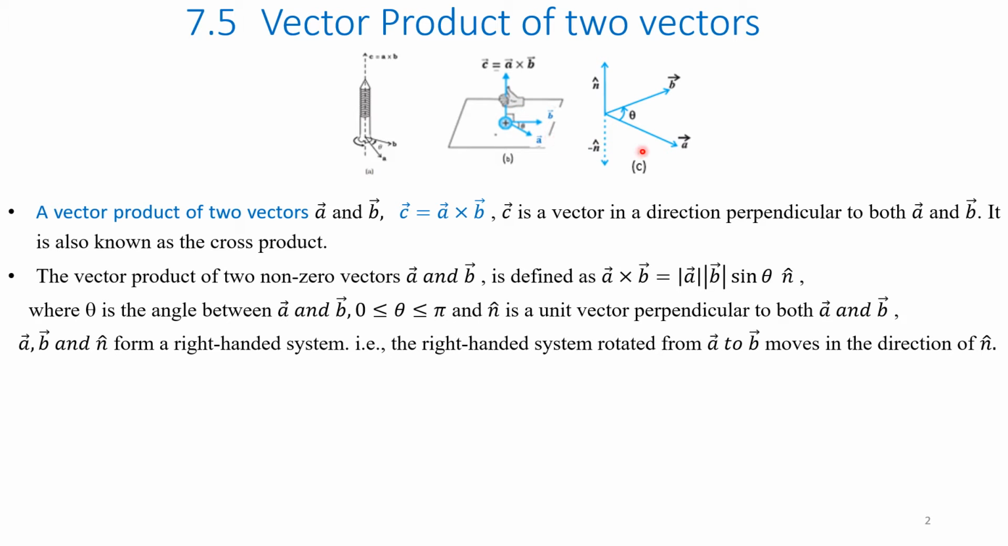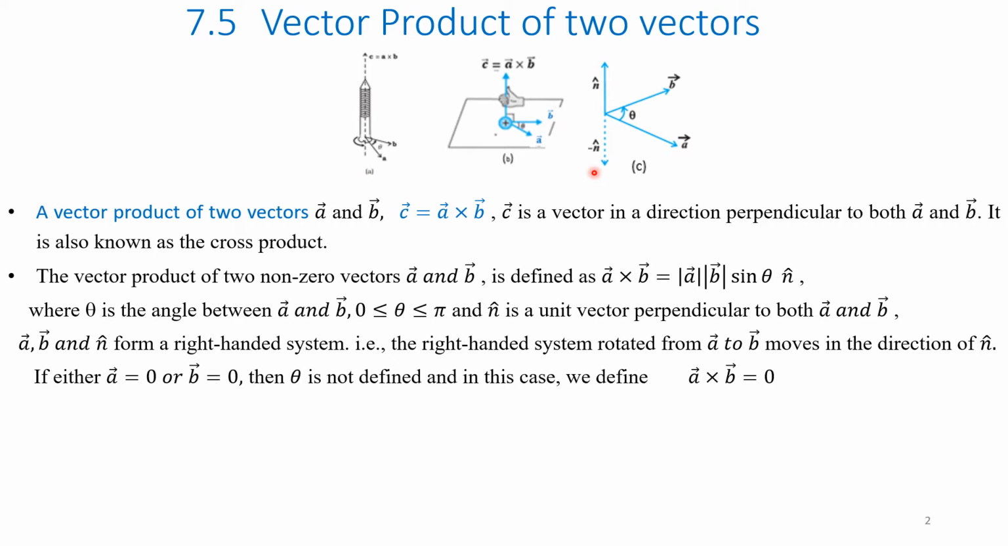Please see figure C also. In figure C, vectors A and B are illustrated more clearly. The angle between A and B is theta. So, if you move from A to B, the direction of motion or rotation is vertically up. Whereas, if you move from B to A, the direction is negative, minus n. This is the right-handed rule.